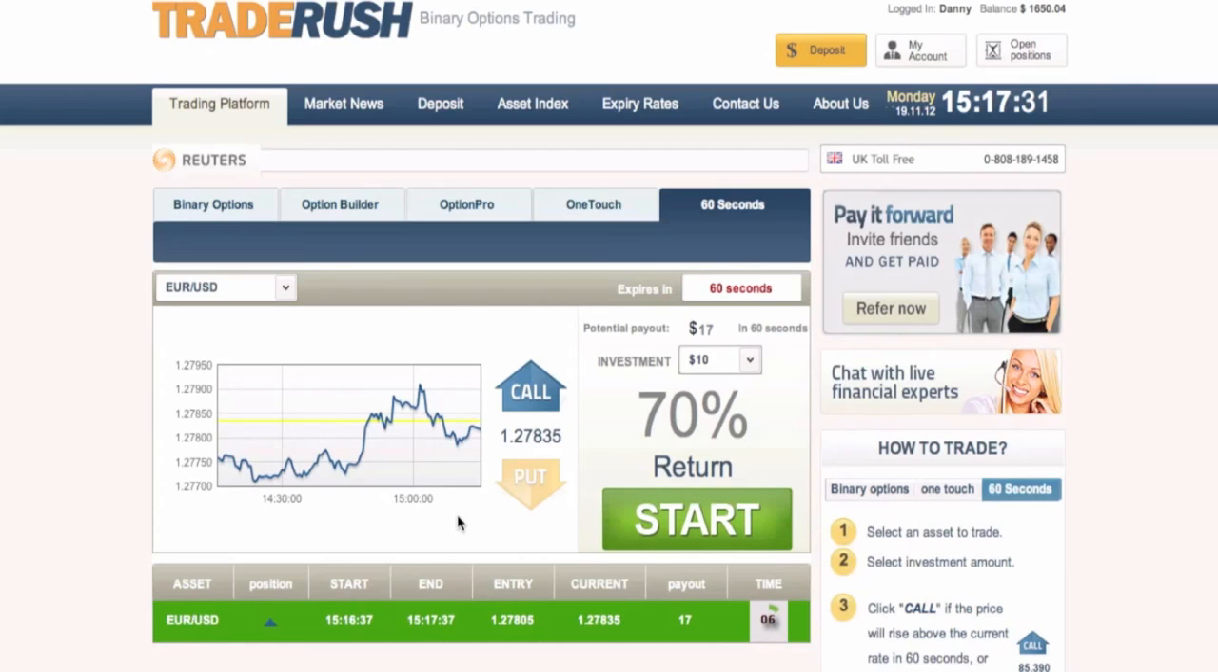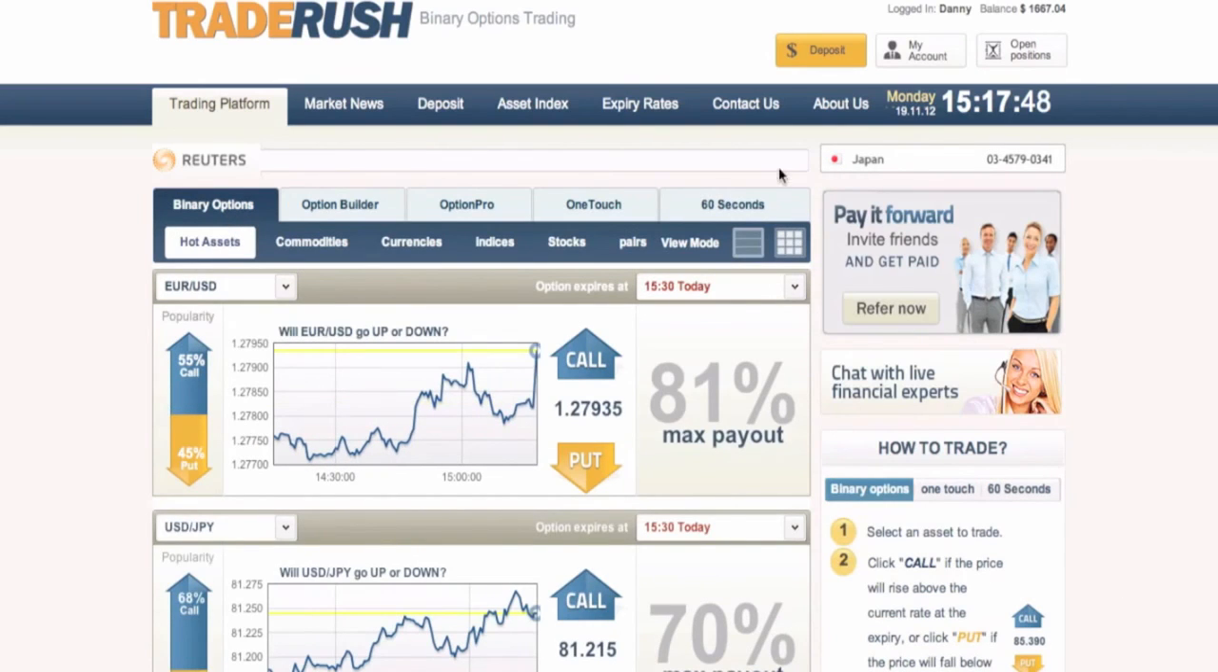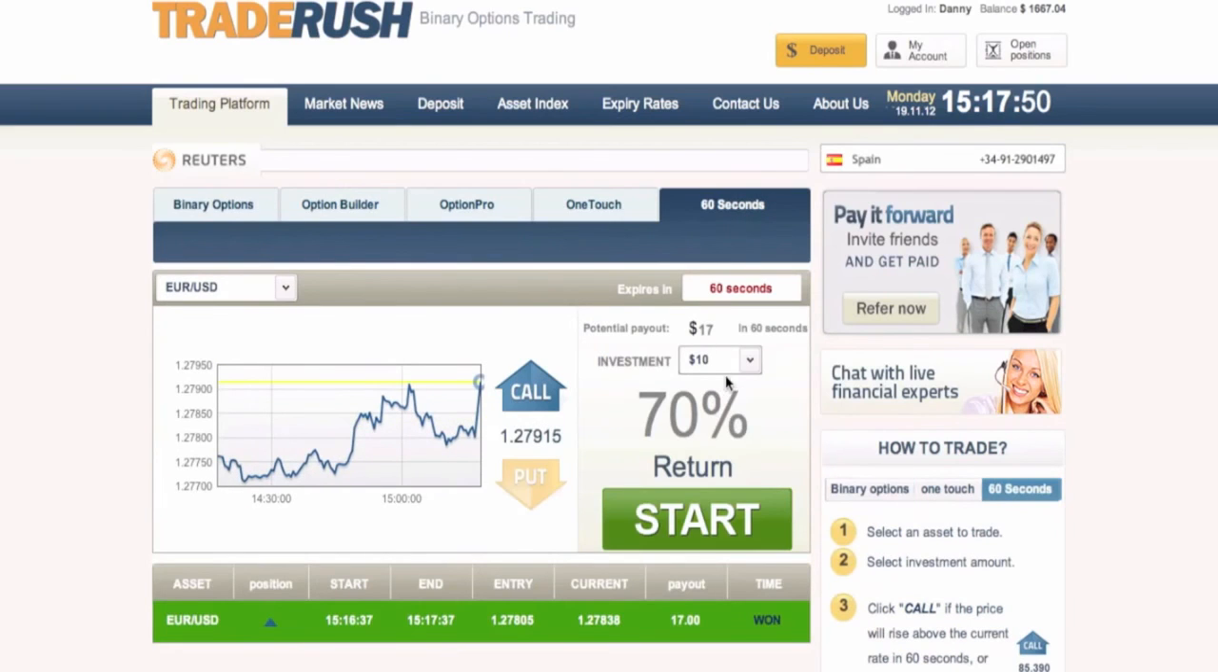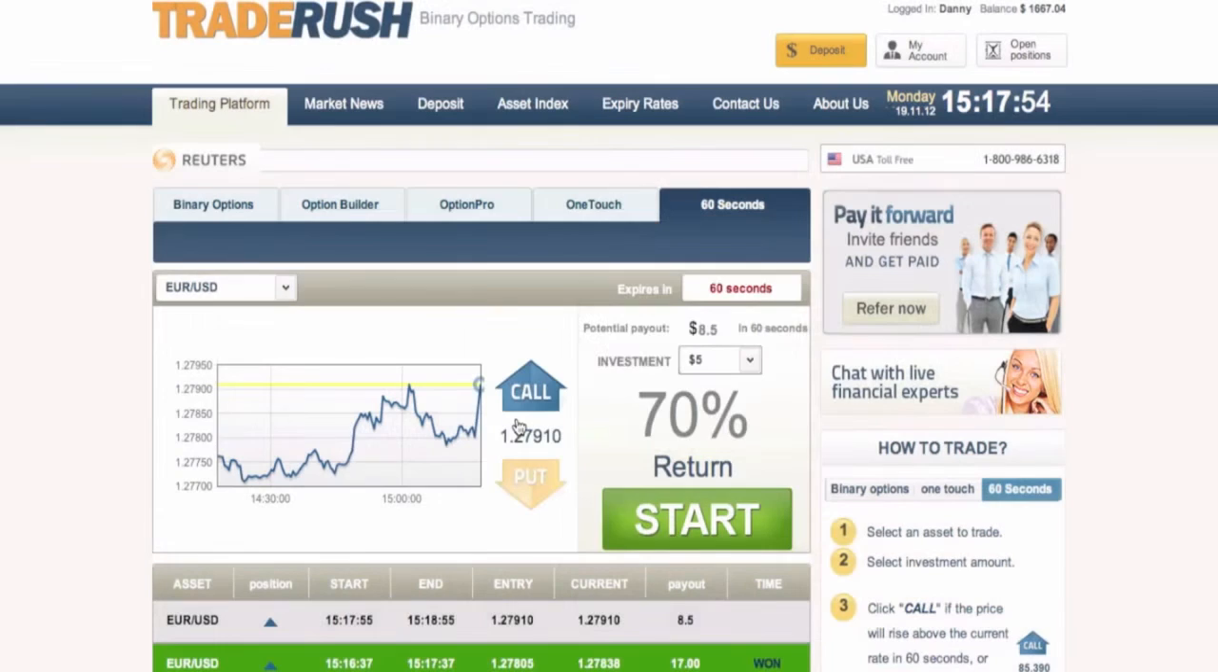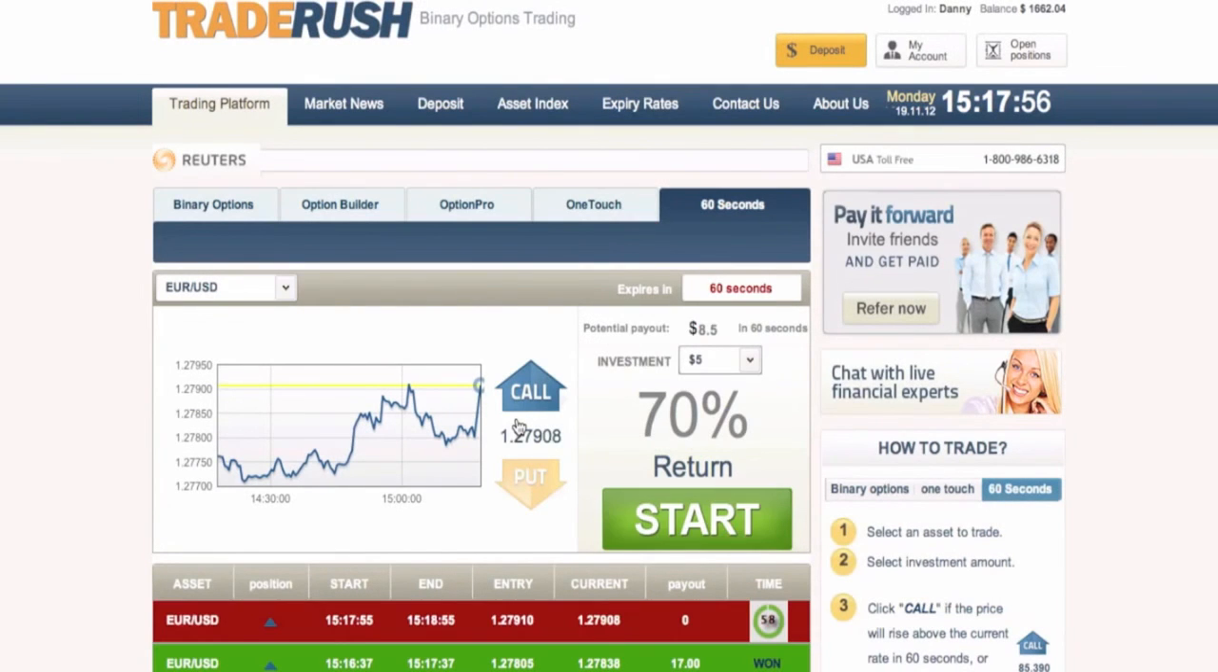Now, this trade is looking very good. It looks like it's going to come in, which means we'll have a $2 profit. And now it's expiring, and here we go. I've won, and as you can see, my balance has also been updated. So it's time to repeat step 1. So I go back to the binary options tab and see that 55% is still trading call. So we put on our $5 trade again, hit start, hit OK, and we're off.